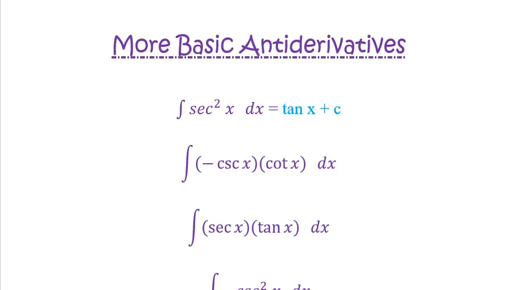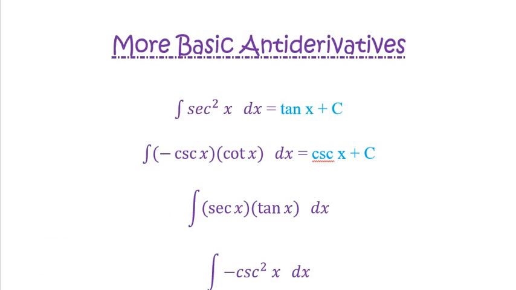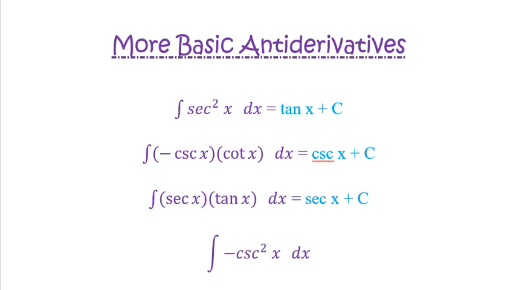Our second rule, you have to think what is negative cosecant cotangent the derivative of. That would be cosecant x. And again, I have that plus c because there could have been a number that we took the derivative of that became a 0. So the plus c is important, don't forget it. Next one, secant tangent is the derivative of secant x plus c. The next one, negative cosecant squared, that would be the derivative of cotangent x plus c.